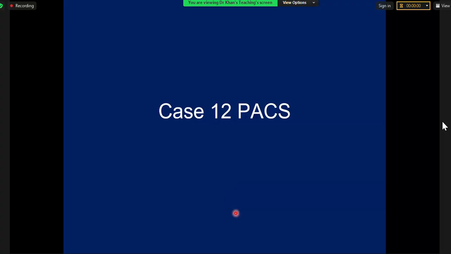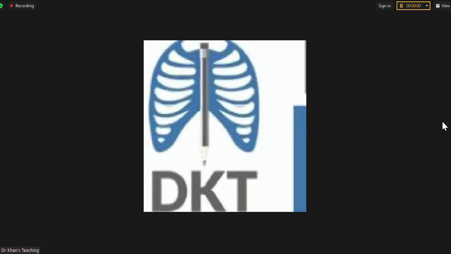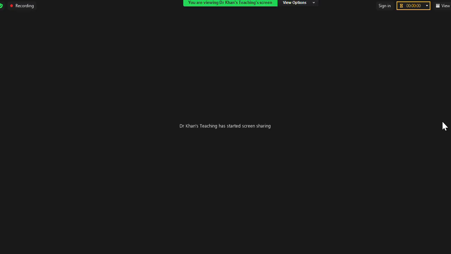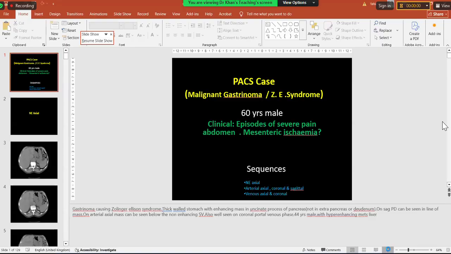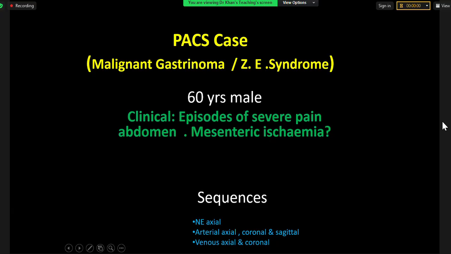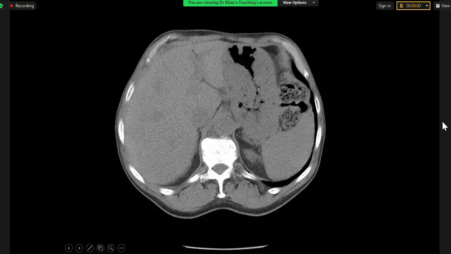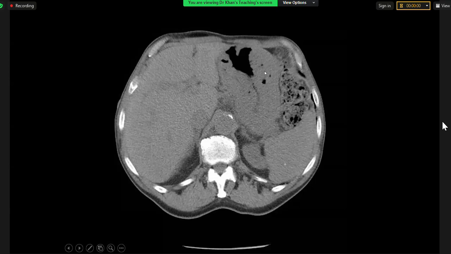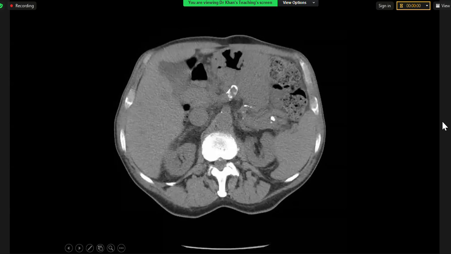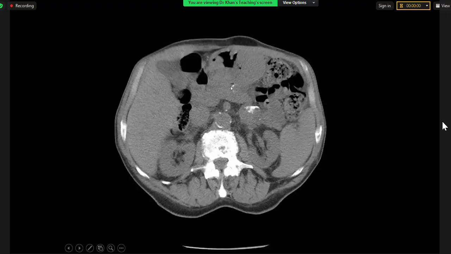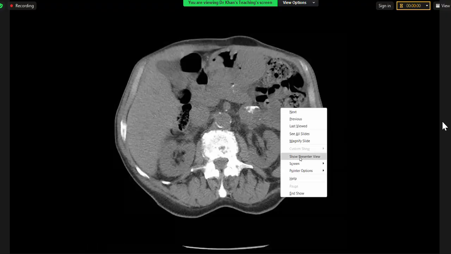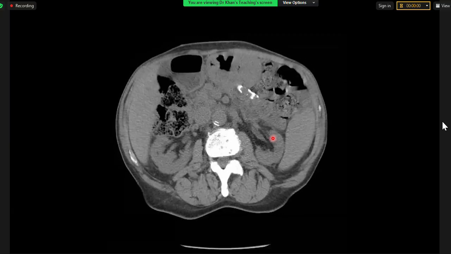And with that, I will show you a case from my old collection. Look at this one. This is a classical exam case. This case presented at 60 years old, with clinical episodes of severe abdominal pain, mesenteric ischemia. So we did an axial non-contrast, and you can see this rugal thickening. I'll show you post-contrast. There were a lot of what we call calcifications, etc. So this is a beautiful, classical exam case.